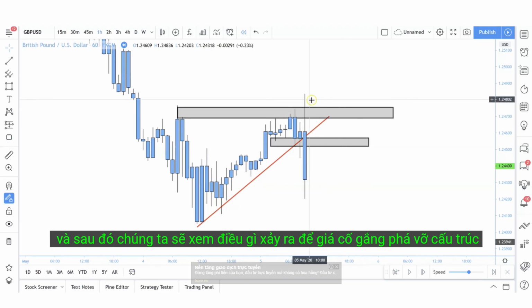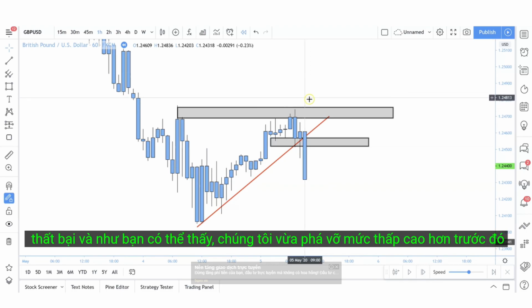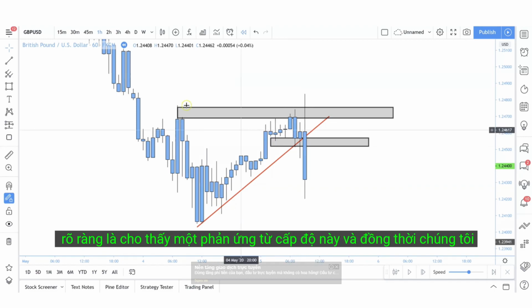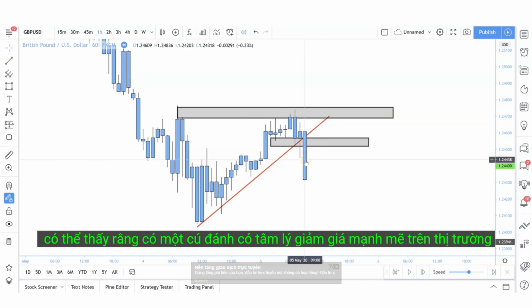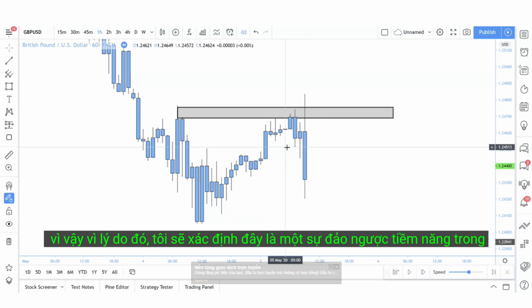So price attempted to break out of the structure. It failed, and as you can see, we've just smashed the previous higher low, which clearly is indicating a reaction from this level. And also at the same time, we can see that there is strong bearish sentiment in the market. So for that reason, I'm going to identify this as a potential reversal in the market.